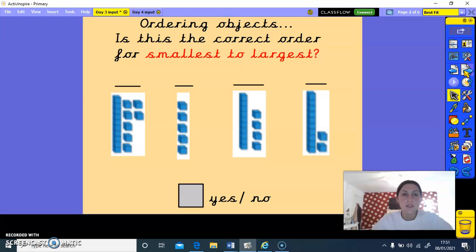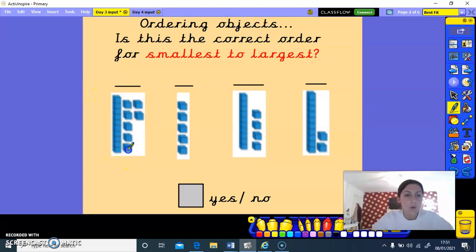Moving on. So, have I put these in the correct order? Yes or no? So the first challenge is to have a look. Let's work it out, add the numbers, and then we can move on. So, I've got one lot of 10, and then I've got 1, 2, 3, 4, 5, 6, 7 ones. One lot of 10 and 7 ones. This is the number 17. Here I've got 1, 2, 3, 4, 5 ones. Here I've got one lot of 10 and then 1, 2, 3, 4 ones. And over here I have got one lot of 10 and 2 ones.